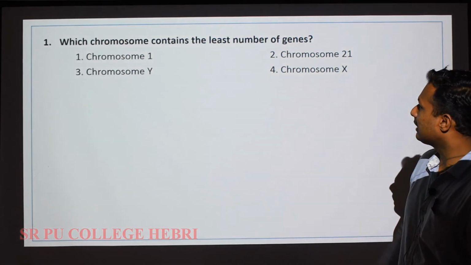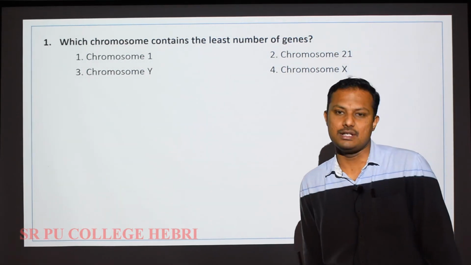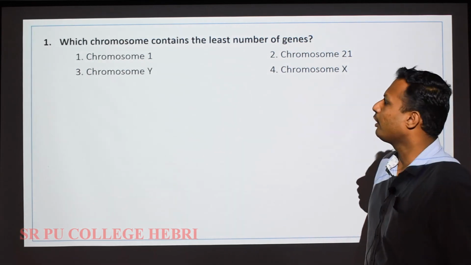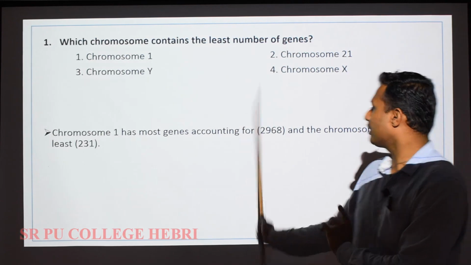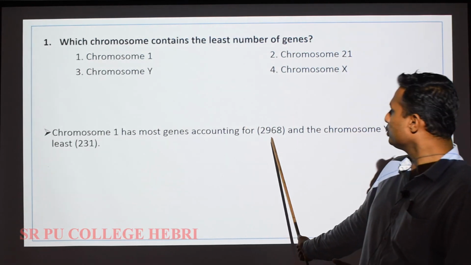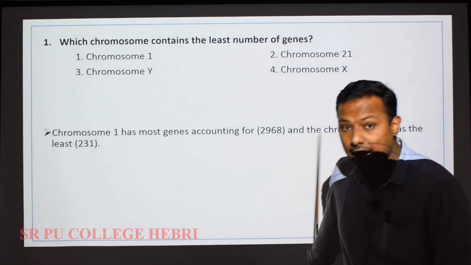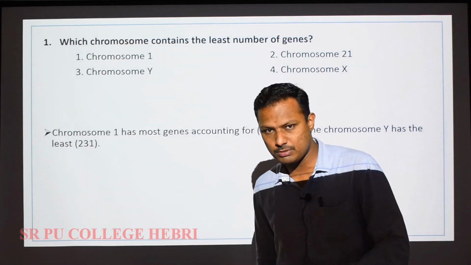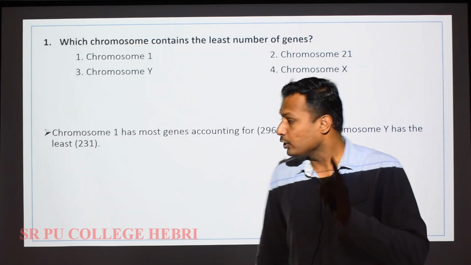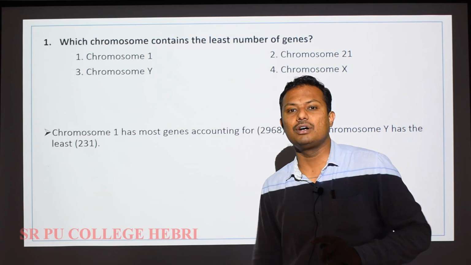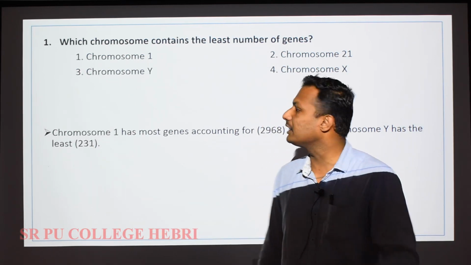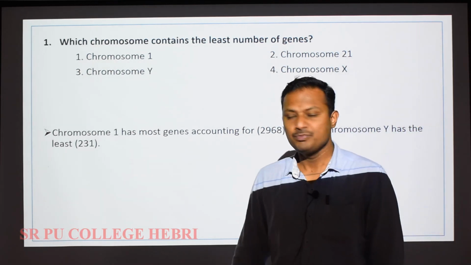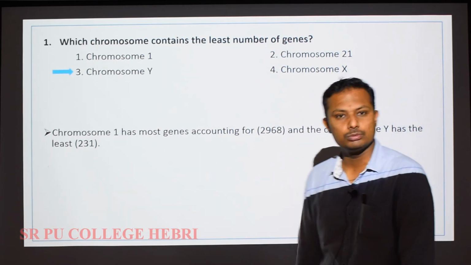Which chromosome contains the least number of genes? You have all studied that chromosome 1 has the most number of genes, accounting for 2968 genes, whereas chromosome Y consists of the lowest number of genes, that is 231. So which is the answer? Obviously, the answer is chromosome Y.